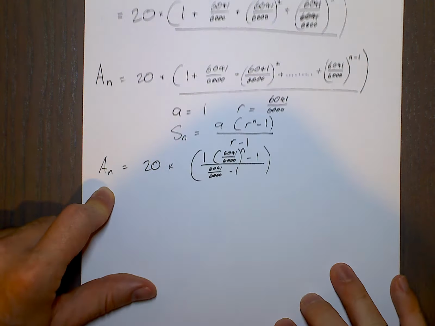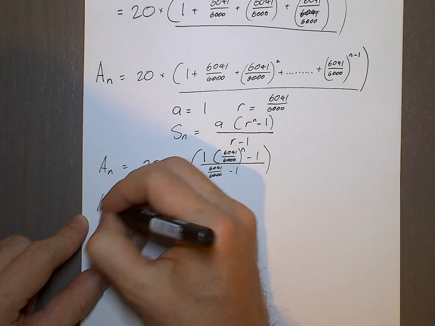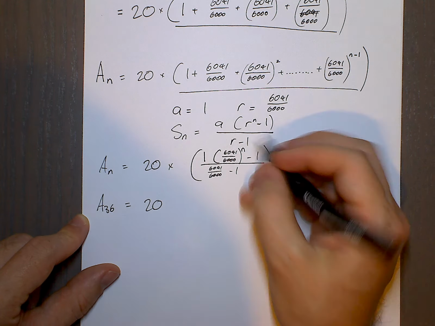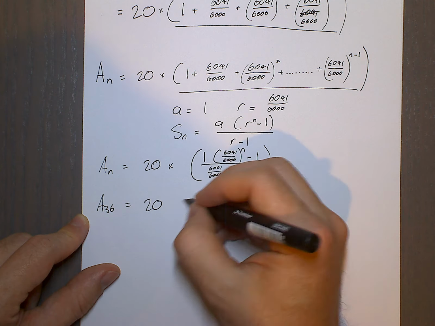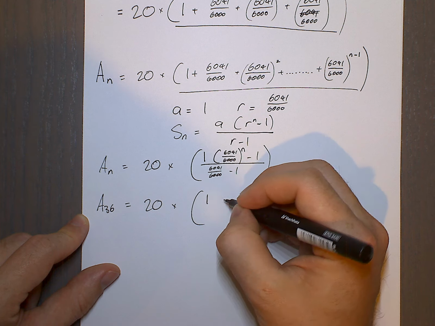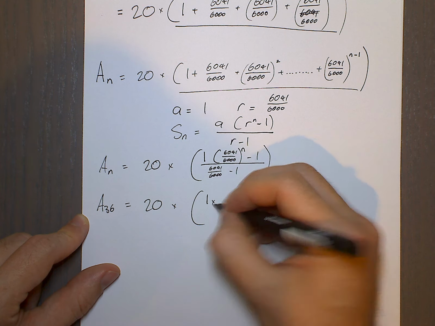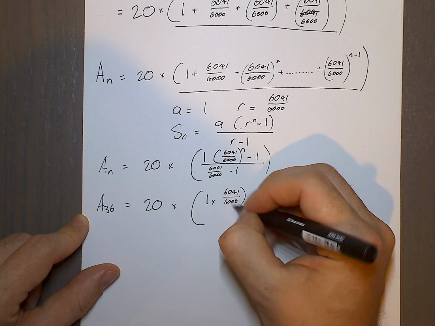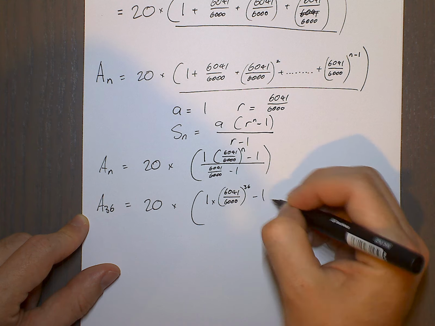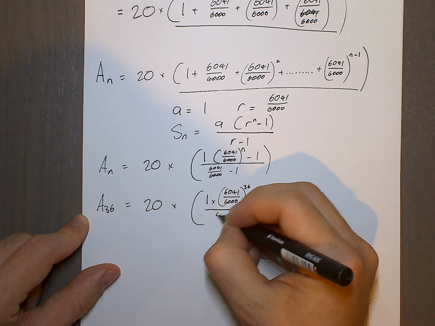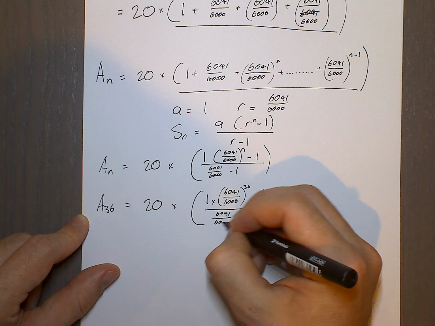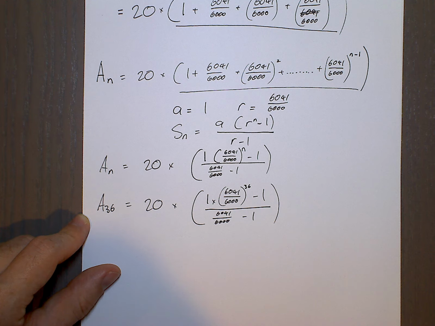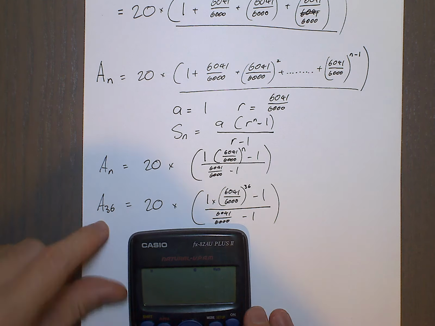Our last little step is we're putting in 36 months. That's our time. We're going to use this exact same thing, and just for N, we're going to put in 36. It's going to be the same result. 1 times 6041 over 6,000 to the power of 36 minus 1, all over 6041 over 6,000 minus 1, close bracket. And I'm going to put that on my calculator.